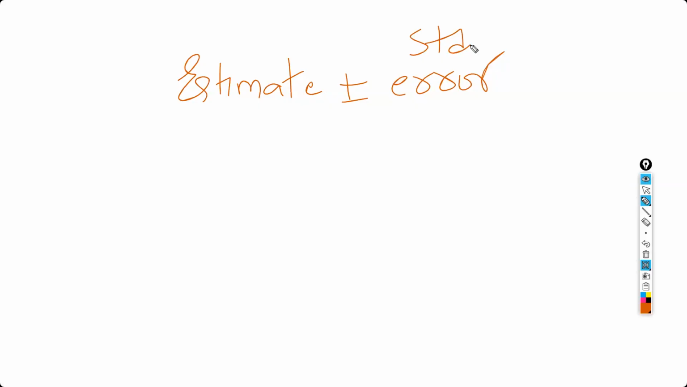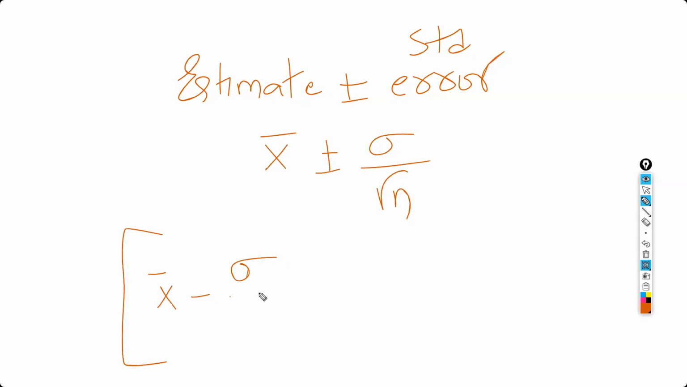For example, if I ask what is the cost of this building, you are going to say, sir, I assume this cost is 2 crores, exactly 2 crores, sir, plus or minus 10 lakhs. So your estimation is nothing but the average value. Always you will estimate the average value. For the average value, you will add plus or minus some standard error. And this is going to be x bar minus sigma by square root of n to x bar plus sigma by square root of n.